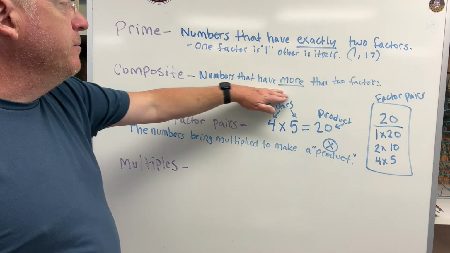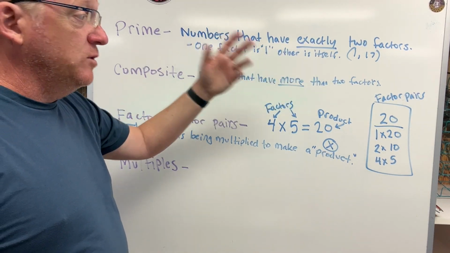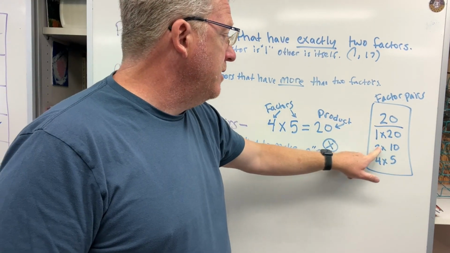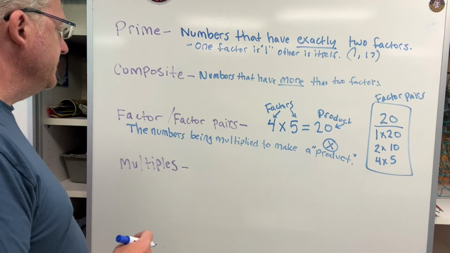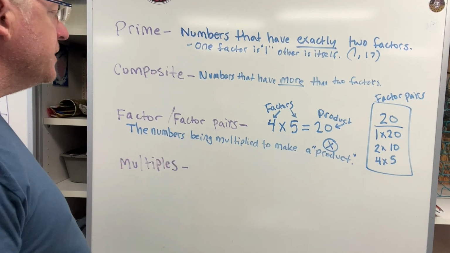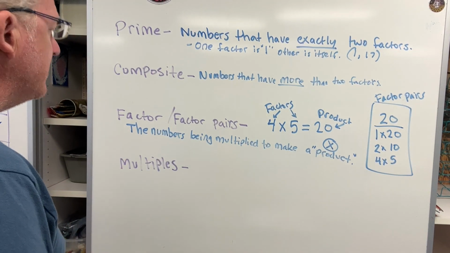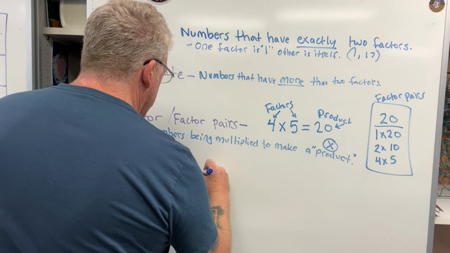Composite numbers have more than 2 factors, like 20. It has 1, 2, 3, 4, 5, 6 factors, right? All right, and then multiples are counting by a number, right?